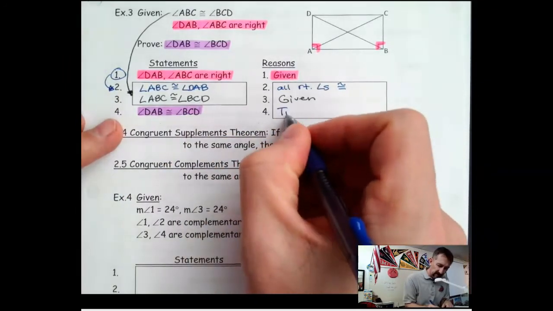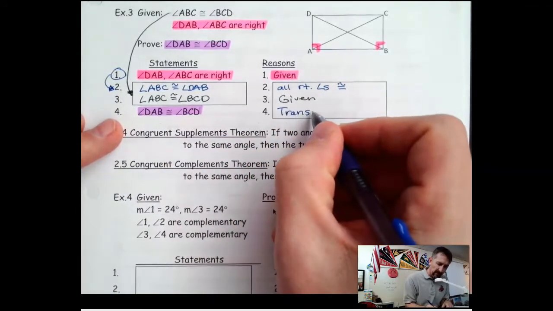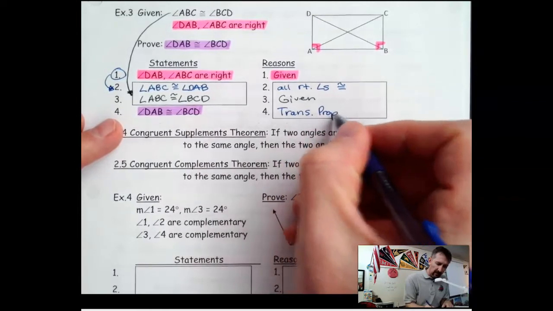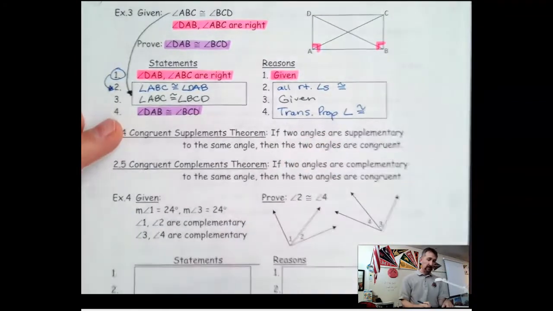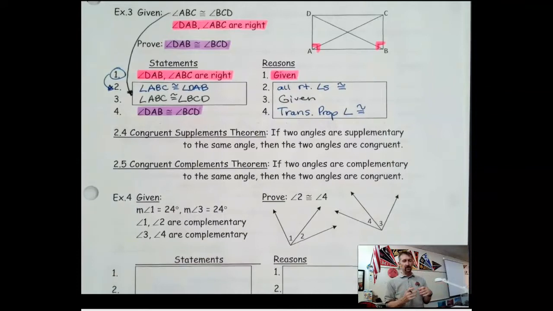So again, this is about the fourth time today, the transitive property of angle congruence. Okay, so it's kind of that memorization and how do those things work? You just keep going with that.